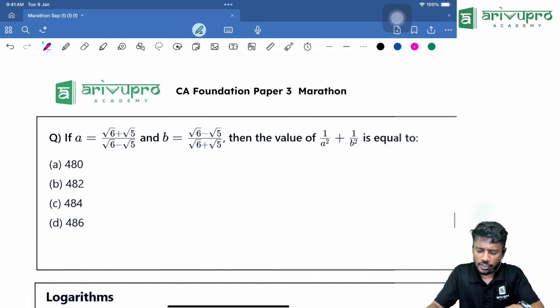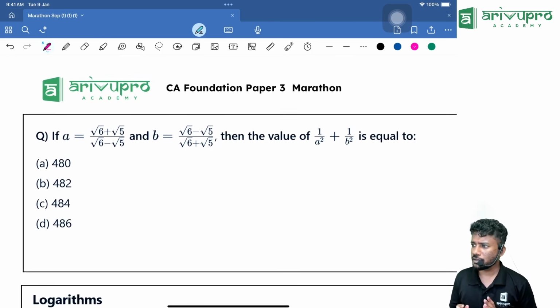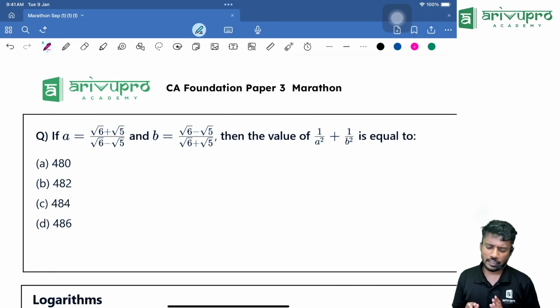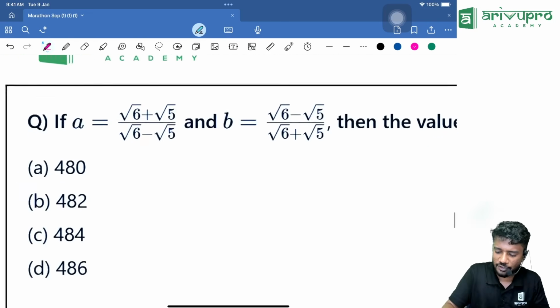How can you do such a question? A plus B into A minus B, okay, that way we can do. Other than that, how will you do this? The easiest method is to find the value of A and B using a calculator. Just substitute. Done.